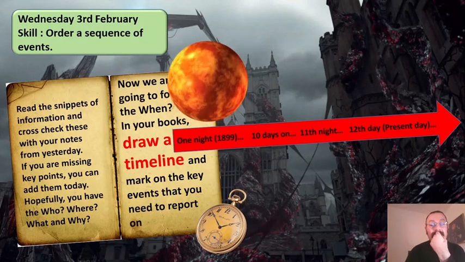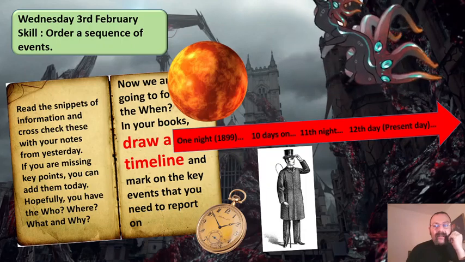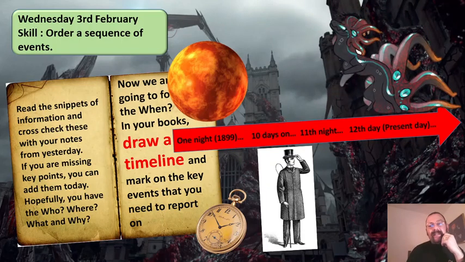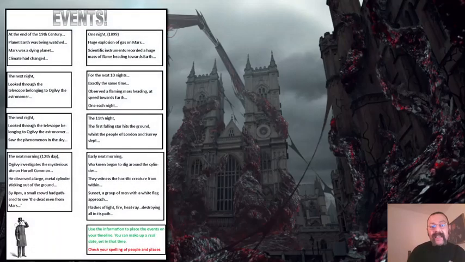Right, so what happened? What can you see? This is an image of Mars. What was happening on Mars? This is your backstory. Okay, what did you observe? Who have you spoken to? Okay, and finally, what did you see coming out of that metallic cylinder? Right, so this is your information sheet that you will need for this lesson.